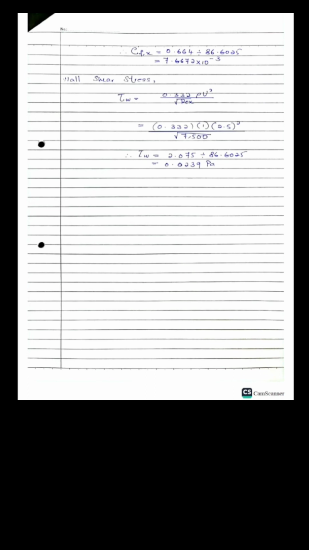Finally, as for wall shear stress, we are going to multiply 0.332 with the density 1 and velocity squared 2.5 and divide the product of them with the square root of Reynolds number 7500, which will give us 0.0239 Pascal. So, as you can see, these are the values that we get from the analytical solution, which means from calculations using Blasius's method to find all the previously mentioned criteria.